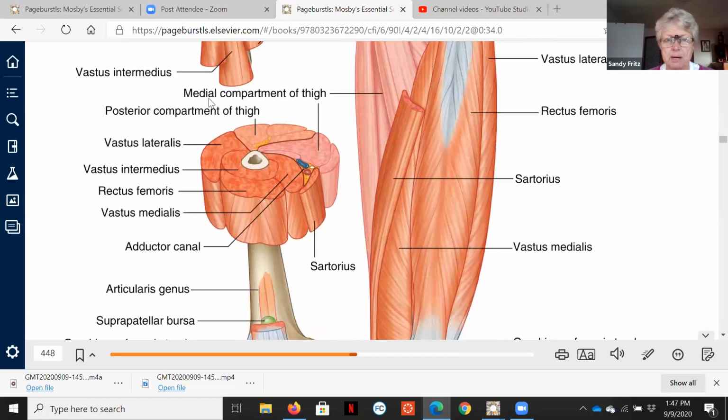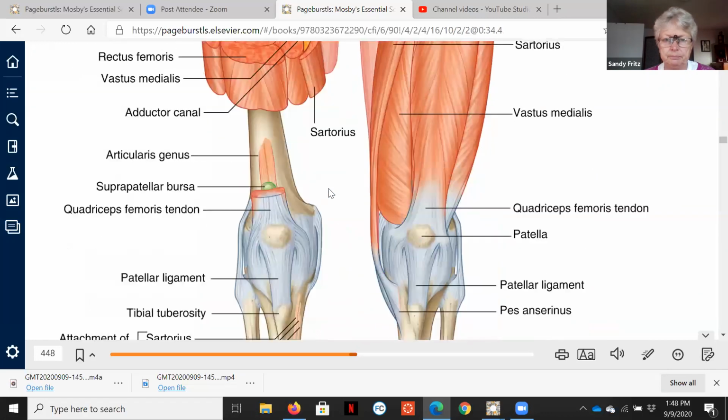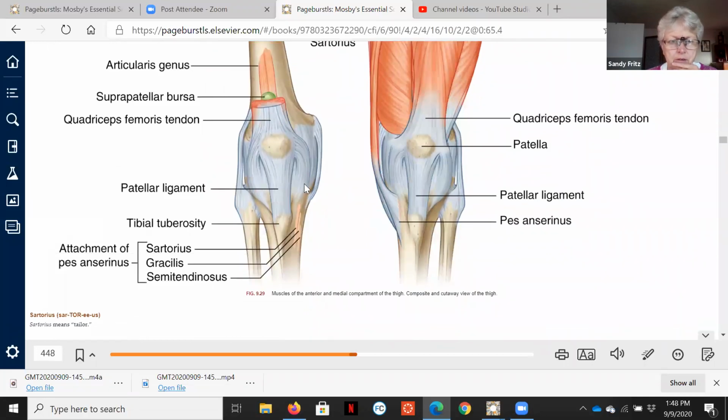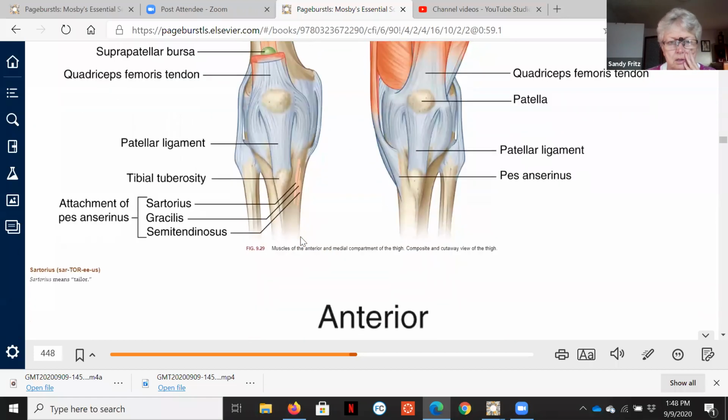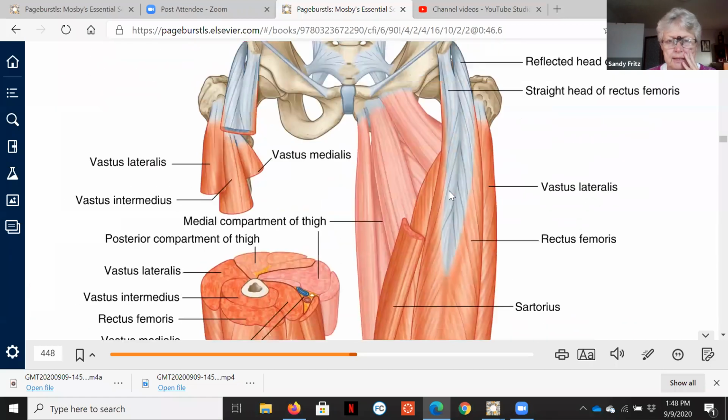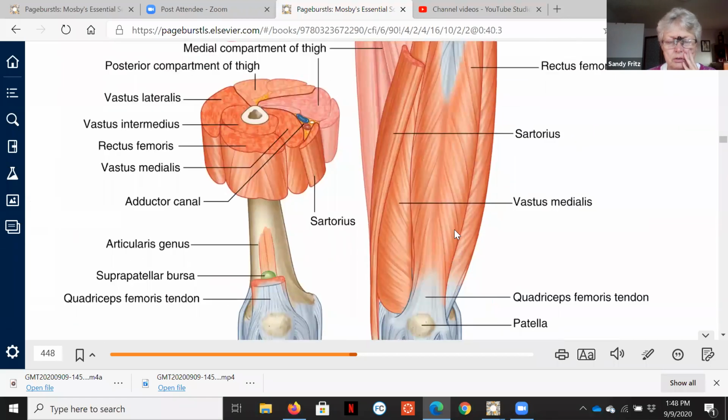This shows you the compartment structure of that. So we just got done talking about the posterior compartment. And now this is the anterior compartment. These all work together. And then you've got your medial compartment. And then here's our knee joint again. And here's that combined tendon that was mentioned. So these would be the extensors of the knee.